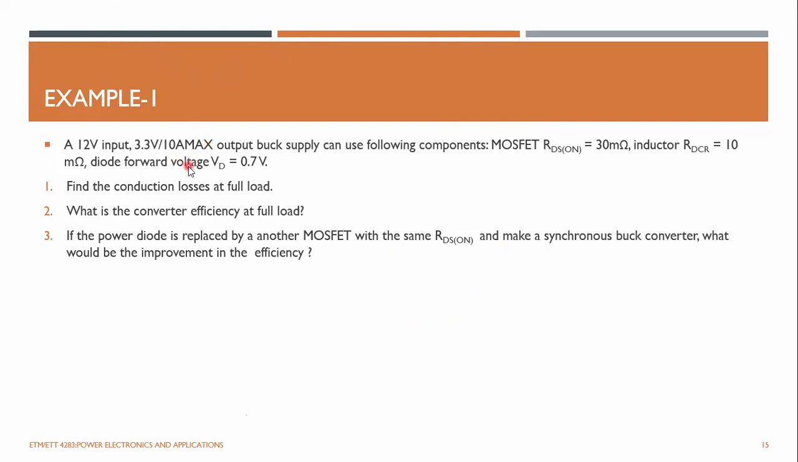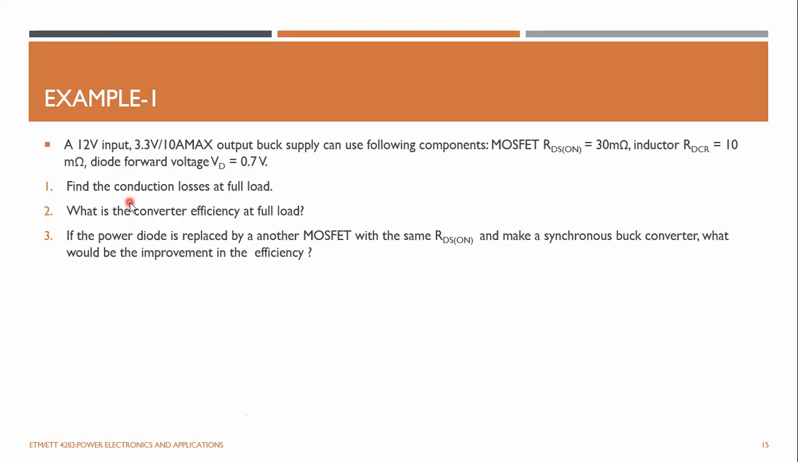I will give you this example, so you can work it out by yourself. We have a 12 to 3.3 volt, 10 amp maximum output power supply. It is using a MOSFET with an on-resistance of 30 milliohm, the inductor has a DCR of 10 milliohm, and the diode forward voltage drop is 0.7 volt. Find the conduction losses at full load.